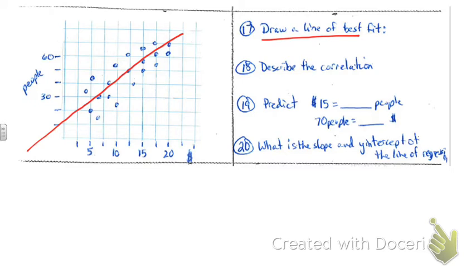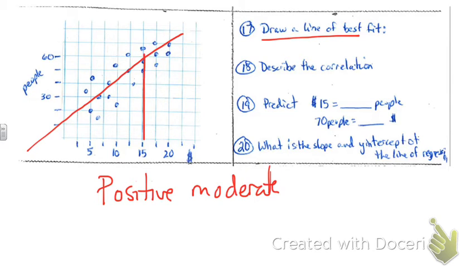It says describe the correlation. I would call this positive because I know it's getting bigger, and it would be moderate correlation or moderately strong. There's a line you can tell there. And then use your line to predict. $15. So I go to the dollars and I go up to my line and over, and that would be 60 people. And then it says 70 people. I need to figure out my scale. So this is my scale. 70 is right here. And that would be about $20. And there's a little bit of room there.